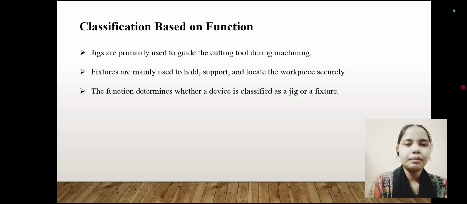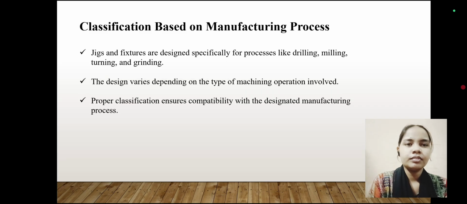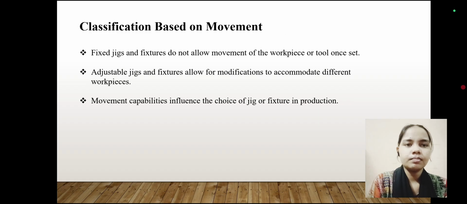Jigs are primarily used to guide the cutting tool during machining. Fixtures are mainly used to hold, support, and locate the workpiece securely. The function determines whether a device is classified as a jig or a fixture. Based on manufacturing process, jigs and fixtures are designed specifically for processes like drilling, milling, turning, and grinding. The design varies depending on the type of machining operations involved. Proper classification ensures compatibility with designated manufacturing processes.